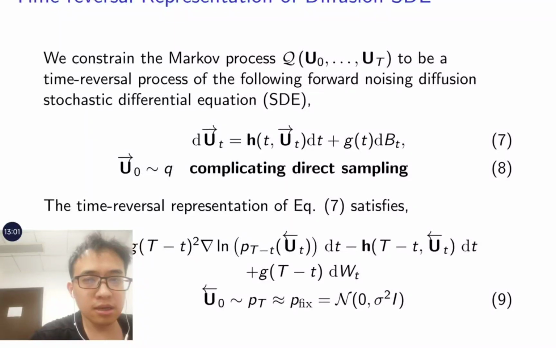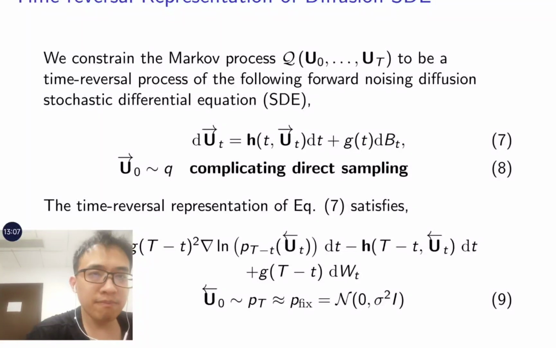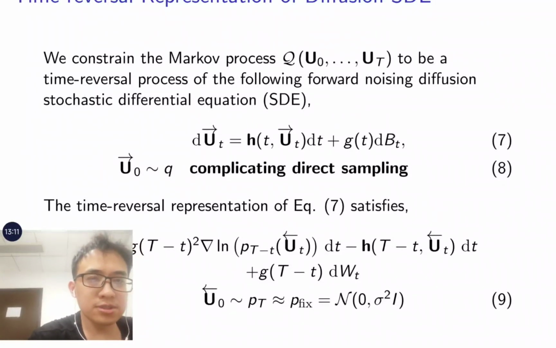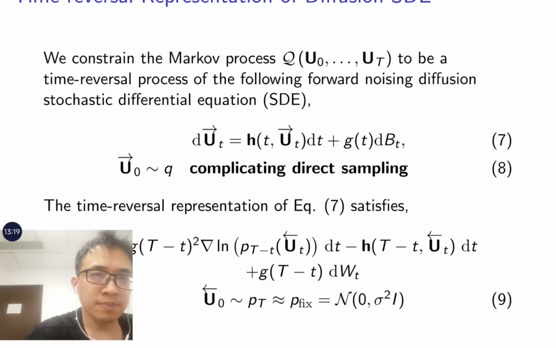But it is different from the traditional DDPM method because U_0 follows the posterior distribution, complicating direct sampling.